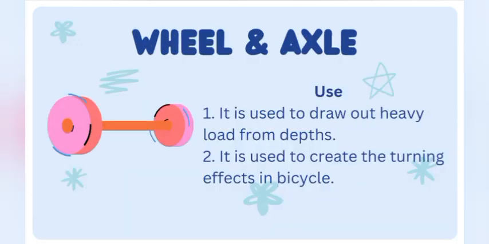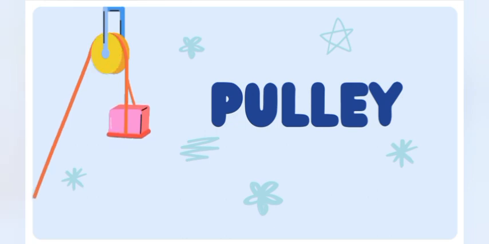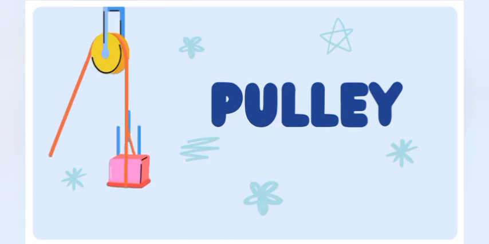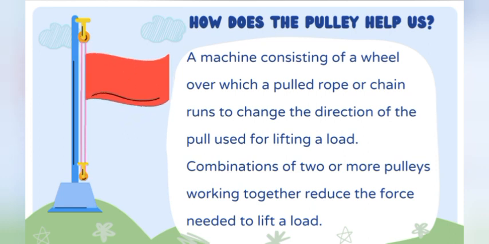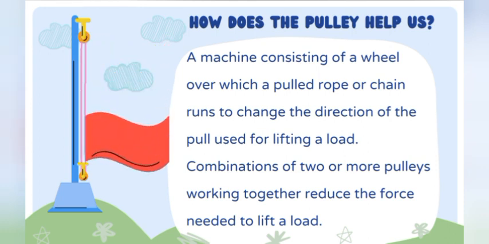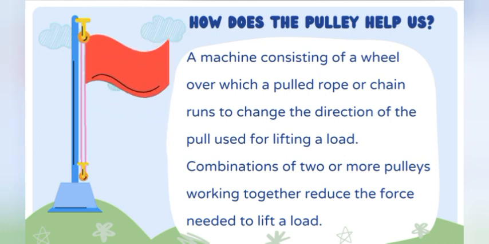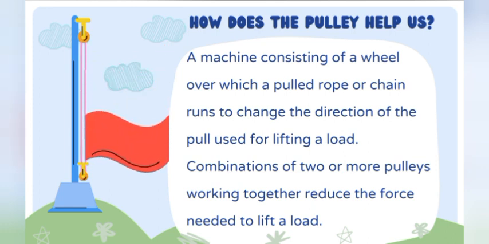Another example that we are considering today about the simple machine is the pulley. A pulley consists of a wheel over which a pulled rope or chain runs to change the direction of the pull used for lifting a load. Combinations of two or more pulleys working together reduce the force needed to lift a load.